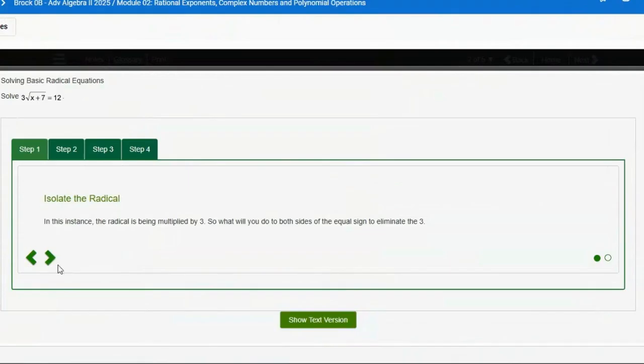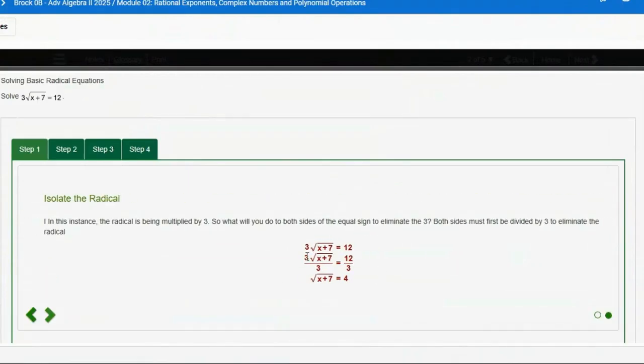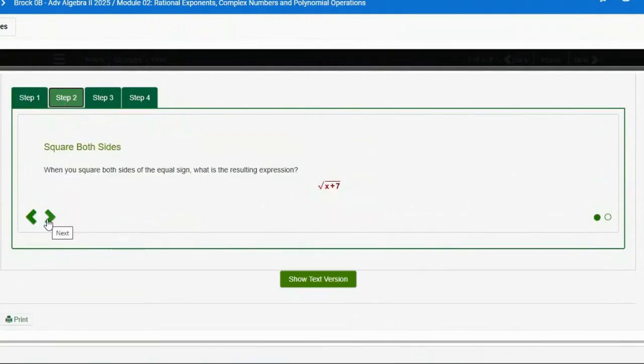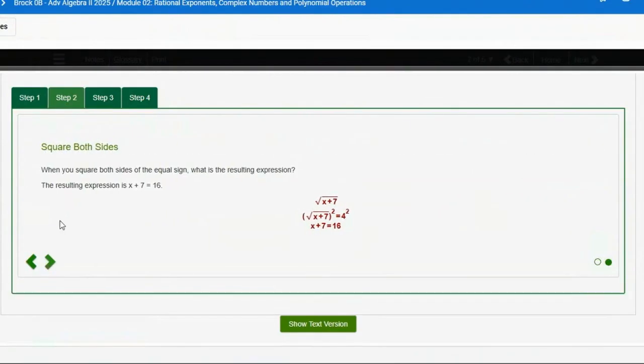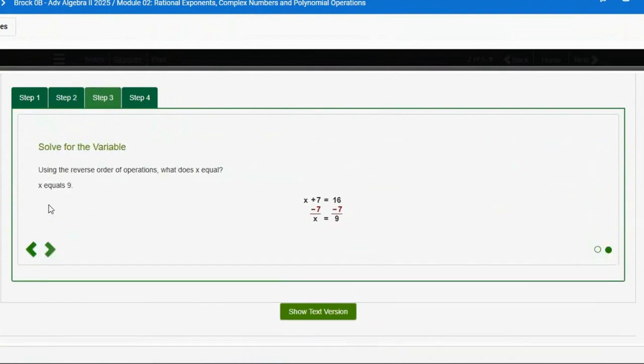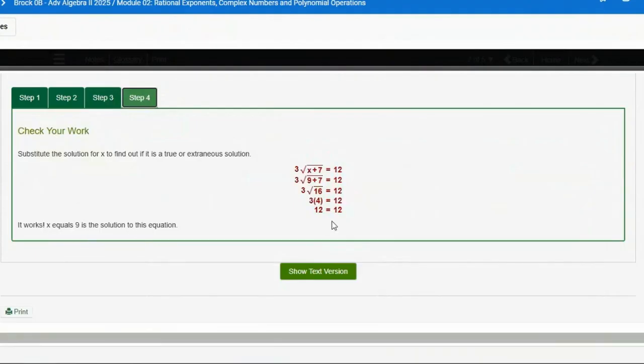So let's see. They're going through the steps. First thing you have to do, divide by 3 to isolate the radical. Then, oh, it's freezing up on me. What's it doing? It's not going through there. Oh, step 2 is over here. Okay. So since you have the square root of x plus 7, you can square both sides to get x plus 7 equals 16. And then in step 3, what does x equal? Subtract 7, x equals 9. Step 4, checking your work. 12 equals 12.